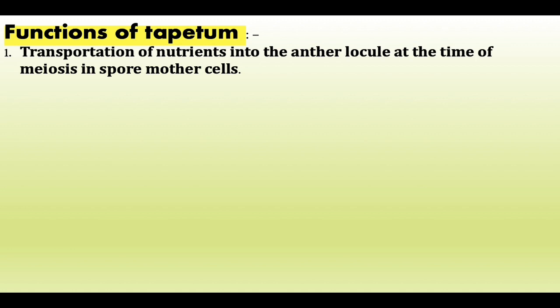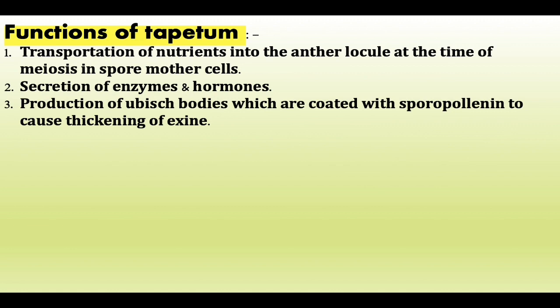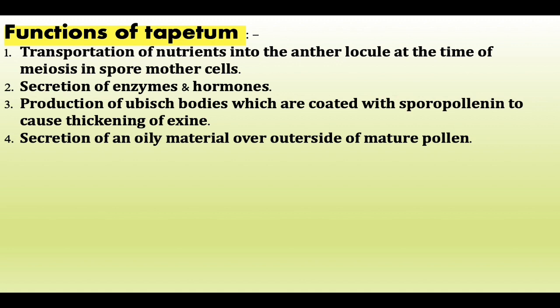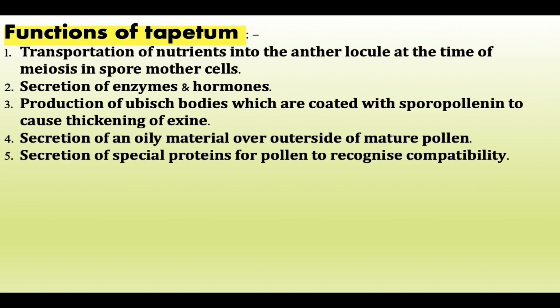Septum is responsible for the transportation of nutrients into the anther locule at the time of meiosis in spore mother cells. Here, the secretion of enzymes and hormones also occurs by the septum. Production of UBS bodies which are coated with the sporopollenin to cause thickenings of exine. Secretion of an oily material over the outer side of the mature pollen. And the secretion of special proteins for the pollen to recognize compatibility.